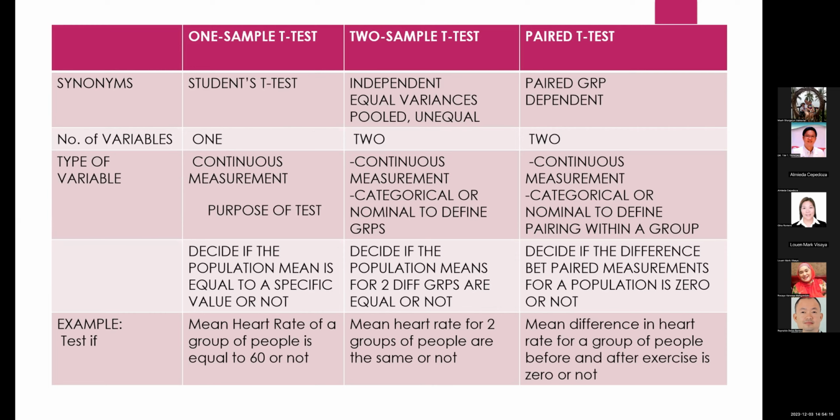So, for example, here, as I said earlier, for the one sample test, you want to test if the mean heart rate of a group of people is equal to like 60 or not. For the two sample test, you want to test if the mean heart rate for two groups of people are the same or not. For the paired t-test, you want to test if the mean difference in heart rate for a group of people before and after exercise is 0 or not.